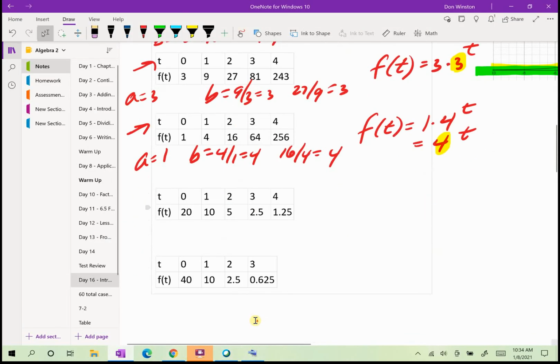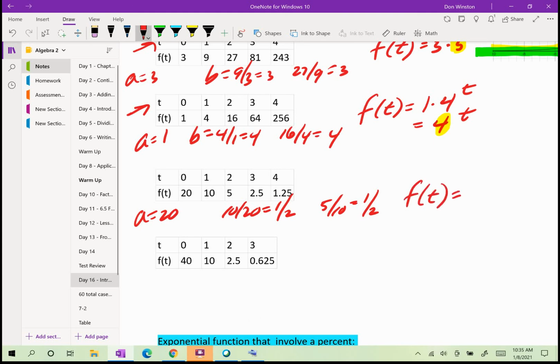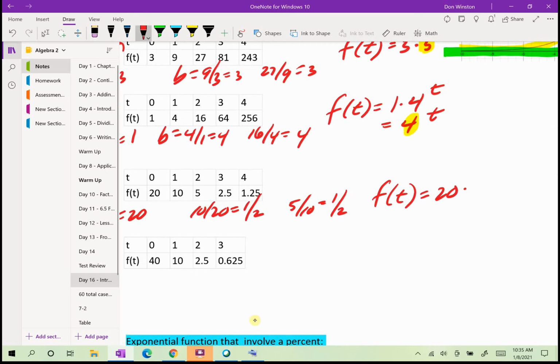All right. Now let's look at where we have decay rather than growth. Here again I have a table. At time 0, f of t is 20, so a is equal to 20. That's my initial amount. But now notice that if I take 10 divided by 20, that's a half. If I take 5 divided by 10, that's a half. So I'm always multiplying by a half. So my base or my multiplier is a half. So my function is going to be f of t is equal to my initial amount, which is 20, times 1/2 raised to the t.